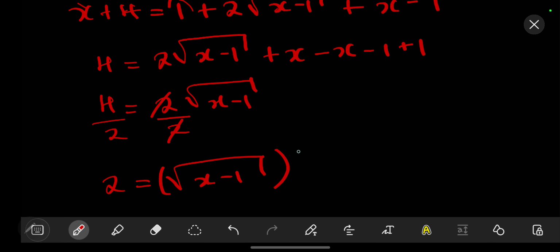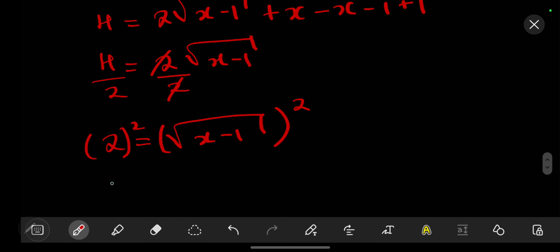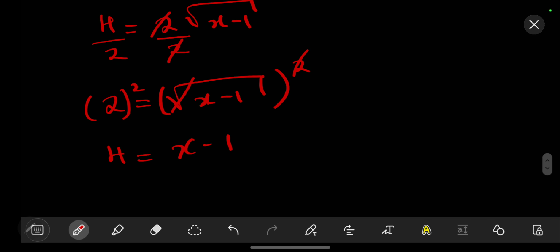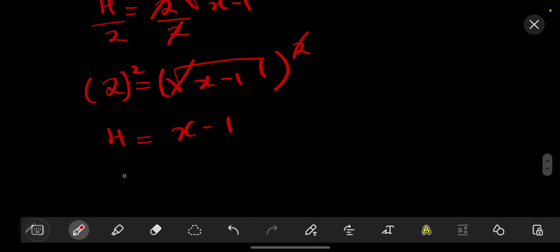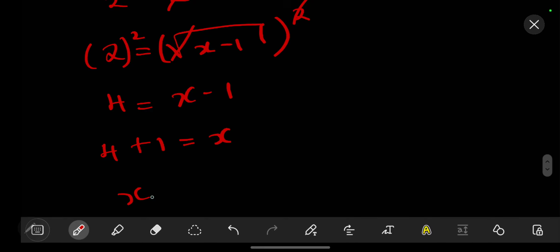So after doing that, we can square here and square here so that we have 2 squared gives us 4 should be equal to this and this cancel. So we are going to have x minus 1. So we are going to find that 4 plus 1 should be equal to x. So our x value is equal to 5.